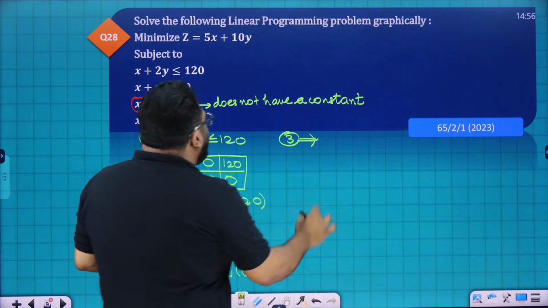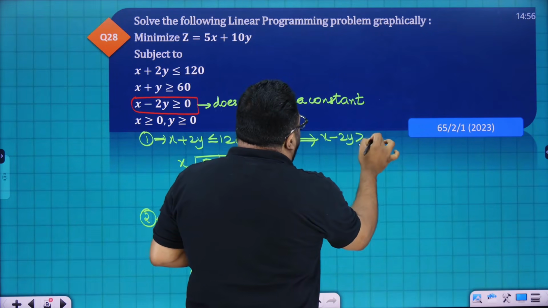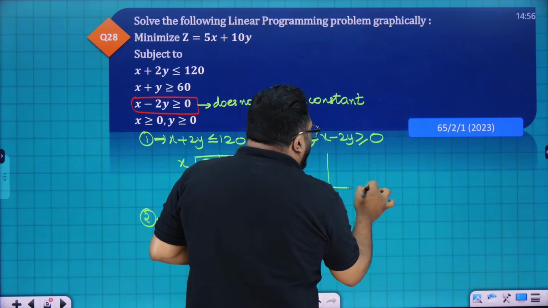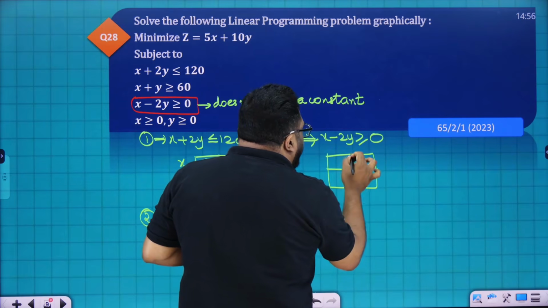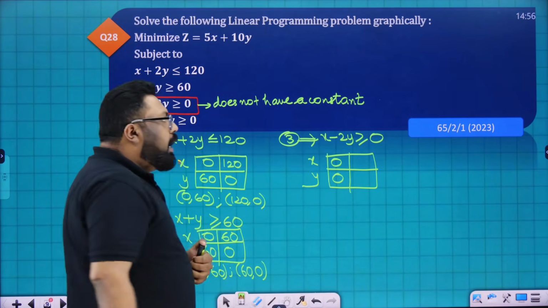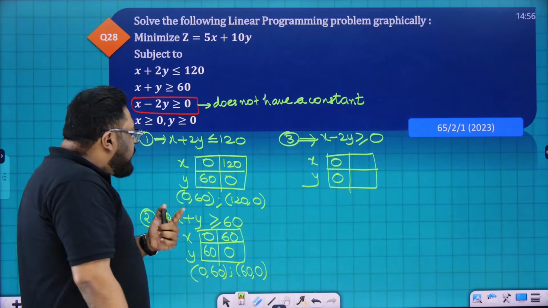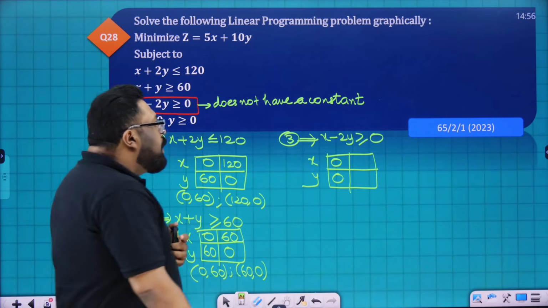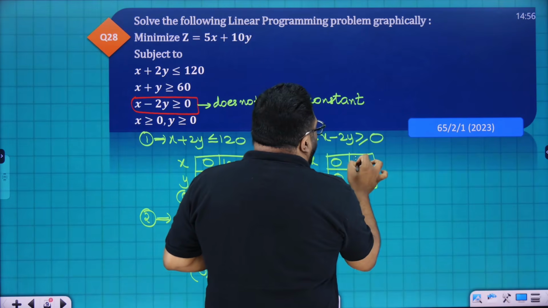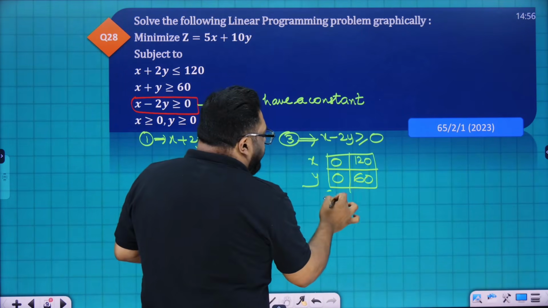Equation number 3, my dears, is very dangerous. Careful. x minus 2y greater than or equal to 0. And this is a line that passes through origin. So you cannot get two intercepts because origin is a point on the line. x is 0, y is also 0. So you can use some other value you got here already. I'm using x is equal to 120, y is equal to 60, just to mark the line, that's all.